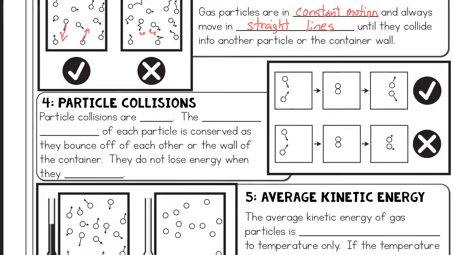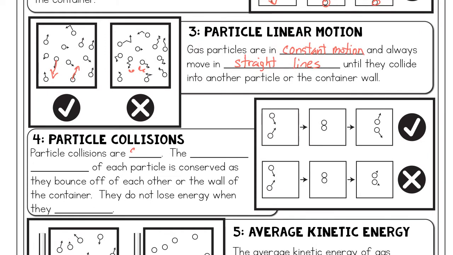Number 4, particle collisions. Particle collisions are what we call elastic. The kinetic energy of each particle is conserved as they bounce off of each other or the walls of the container. They do not lose energy when they collide. The average speed stays the same.